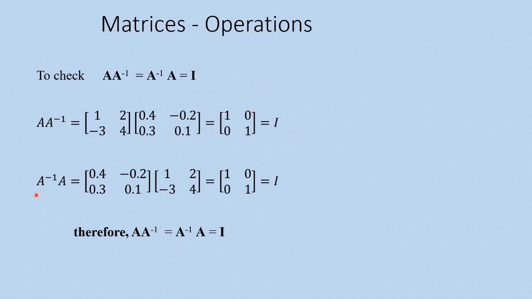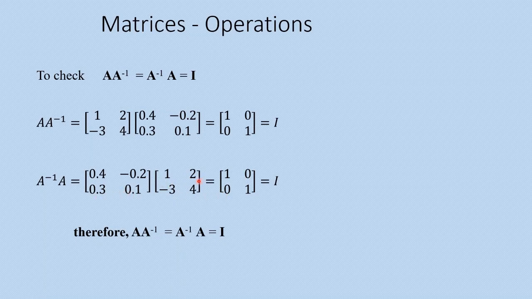Similarly, multiplying A inverse by A, we get 0.4 times 1 plus minus 0.2 times minus 3 is 1. 0.4 times 2 plus minus 0.2 times 4 is 0. 0.3 times 1 plus 0.1 times minus 3 is 0.